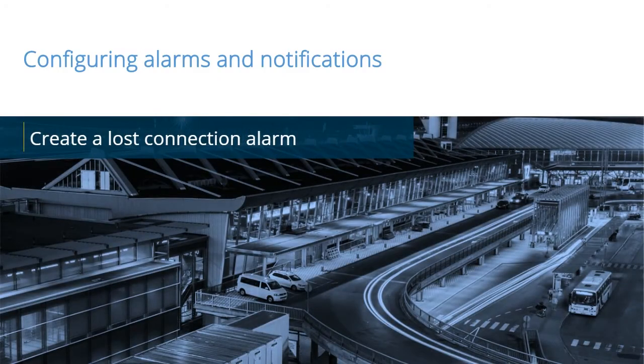To enable clients to respond quickly to situations that need attention, you must configure a VMS to detect problems and then send emails and text messages to the proper resources. In this video tutorial, you will learn how to create an alarm that tells us a camera has lost connection.